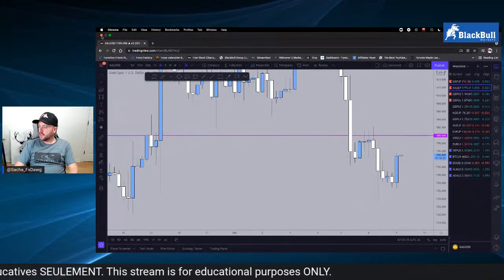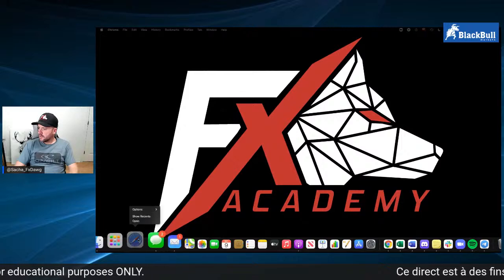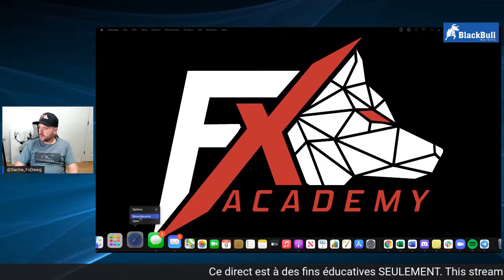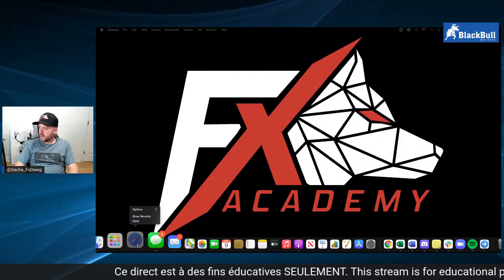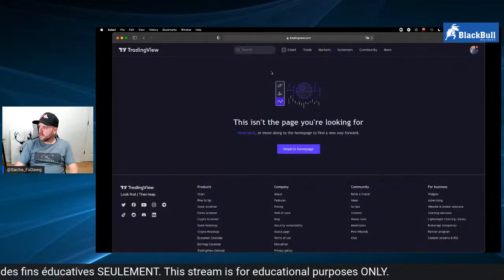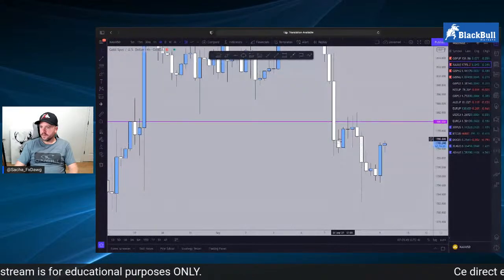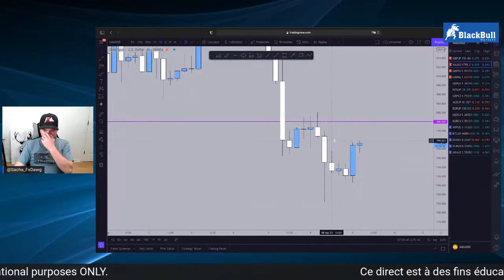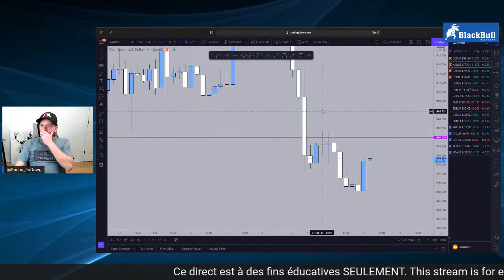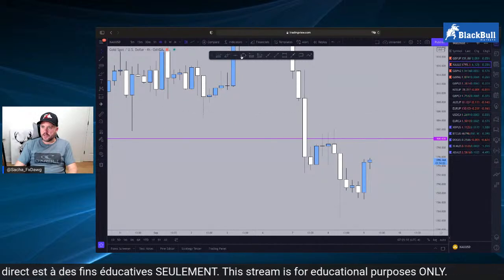You know what? Let me do something right here. Because I don't know, this is the first time I'm using Chrome with TradingView. Let me open up Safari chart. The quality is the same. Okay, perfect. Anyways. Sorry about that, guys.